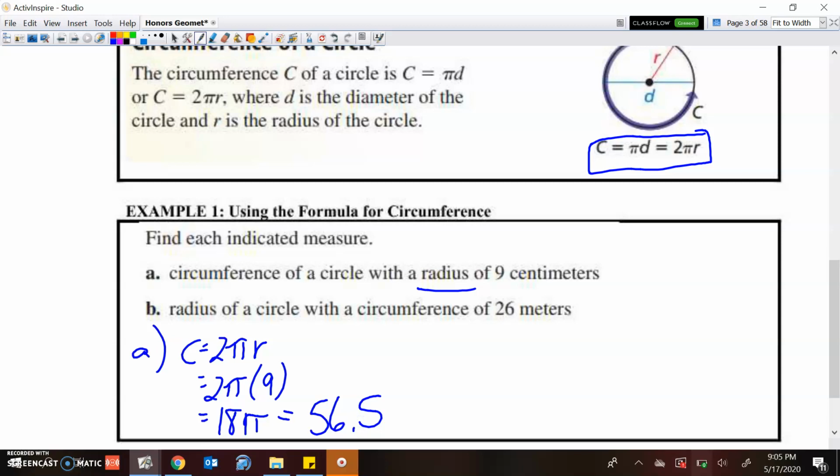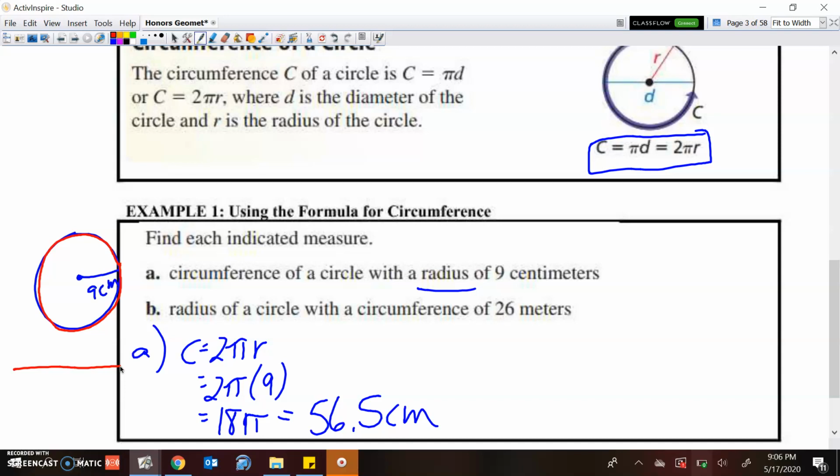For this sake, rounding it to the tenth, I typed in the pi button. 2 times pi times 9, or 18 pi, is 56.5. We're talking here about centimeters. So basically what that means is if I had a circle, the radius was 9 centimeters, and I would then take a string and wrap it around the circle, and then stretch that string out straight, I would get it to be 56.5 centimeters. That's what we're finding.